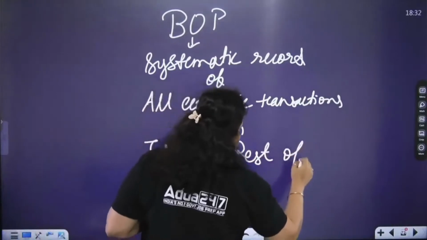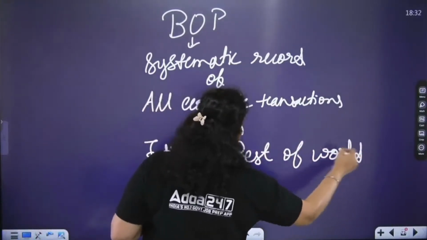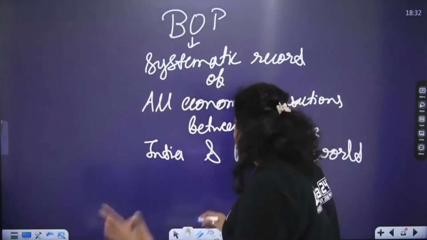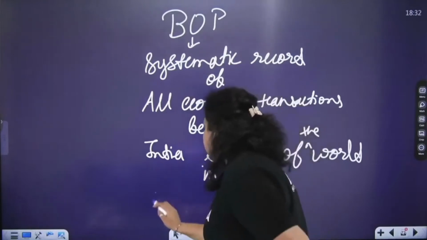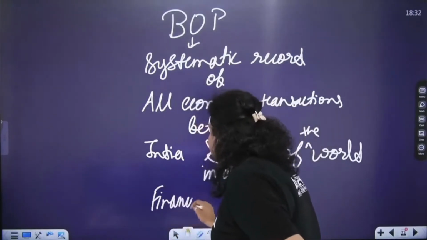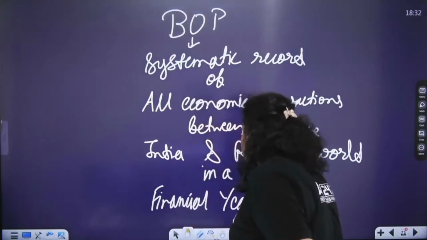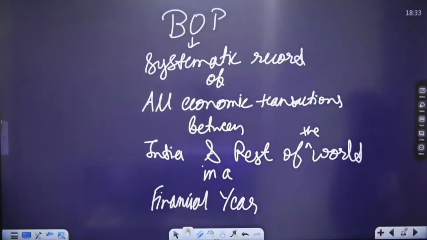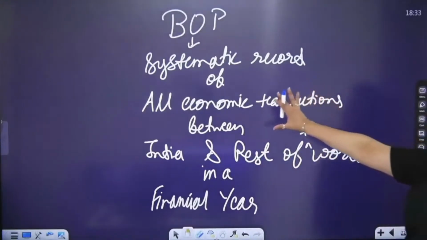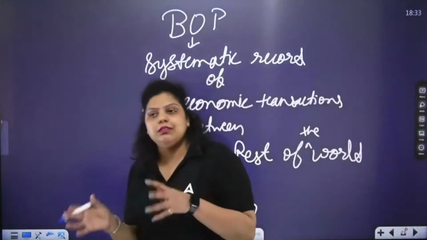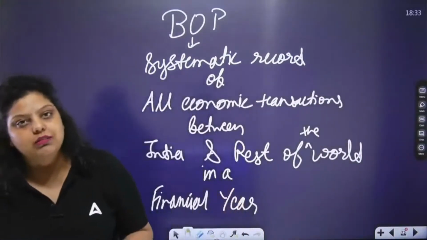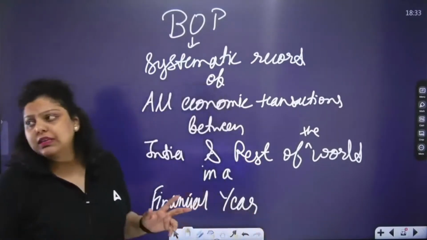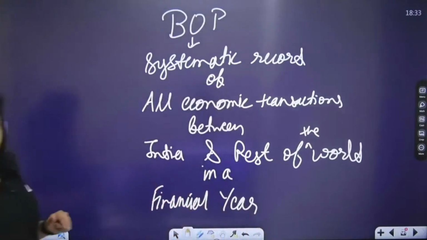Whatever money related transactions happen between India and the rest of the world will be maintained systematically under the balance of payment. But for what duration? In a financial year. So whatever economic transactions happen between India and the rest of the world in a financial year will be systematically maintained by the balance of payment. So this is the definition of balance of payment: it is a systematic statement of all the economic transactions between India and the rest of the world in a financial year. Clear? Now apart from this, let's understand it with an example also.